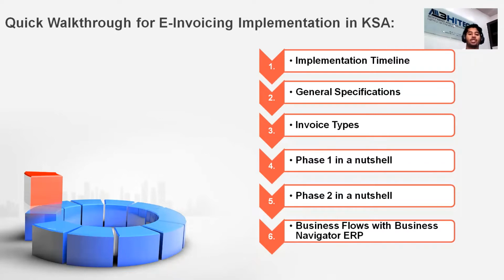And we'll be looking at the general specification, what e-invoicing is and what the specifications are, what e-invoicing generally means. And we'll be looking at the invoice types, what kind of invoices have been defined by the ZATCA authorities, how you report them, how you make them, etc. All this will be covered in the types of invoices. Then we'll look at phase 1, the initial phase set out by the ZATCA, and its features. Then we'll look at phase 2 and its features. Then we will jump to the Business Navigator ERP, and we will look at these flows there.